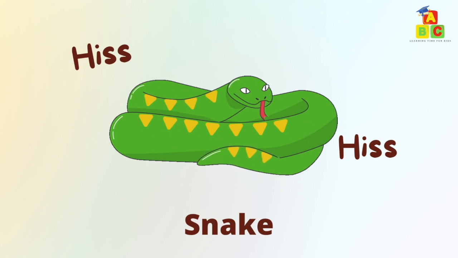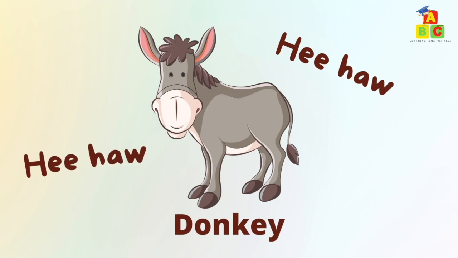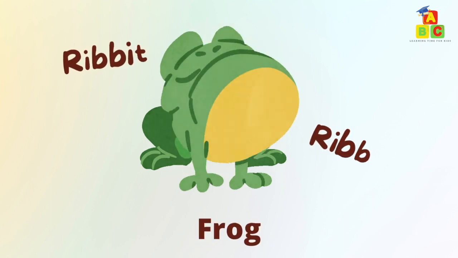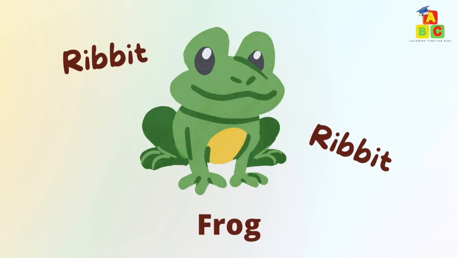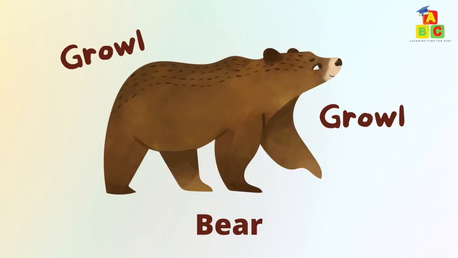The snake says hiss, hiss. The donkey says hee-haw, hee-haw. The frog says rip-bit, rip-bit. The bear says growl, growl.